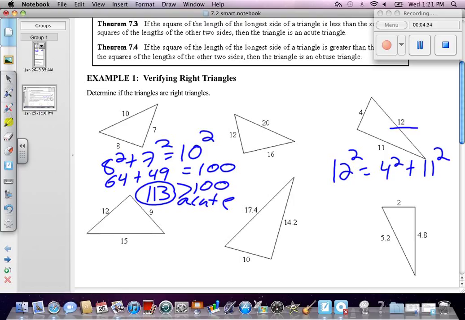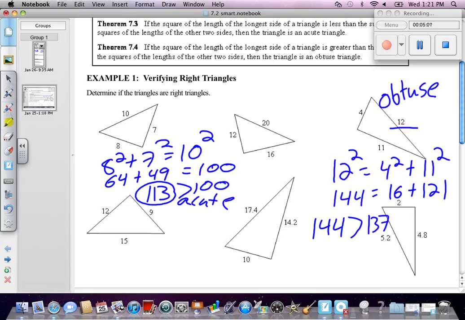Okay? So 12 times 12 is 144. 16 plus 121 gives us 137. So 144 is bigger than 137. So if the square of the length of the longest side of a triangle is less than the sum, well, it's not less, it's greater than. So it is obtuse.